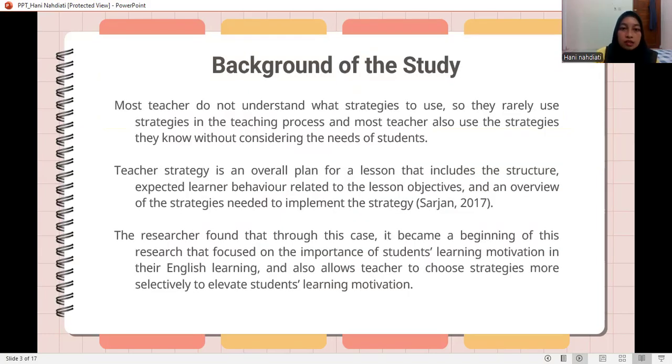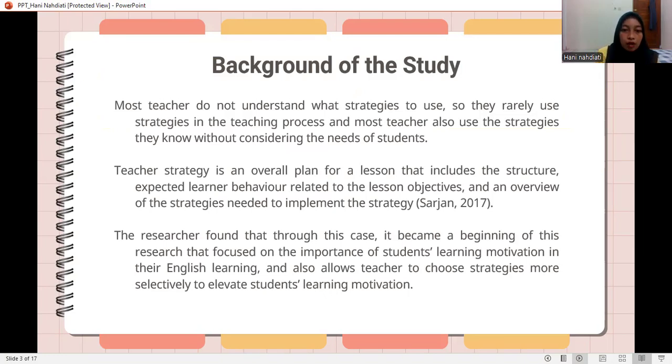In the background of the study, most teachers do not understand what strategies to use, so they rarely use strategies in the teaching process, and most teachers also use the strategies they know without considering the needs of students. Teacher strategy is an overall plan for a lesson that includes the structure, expected learner behavior related to the lesson objectives, and an overview of the strategies needed to implement the strategy.